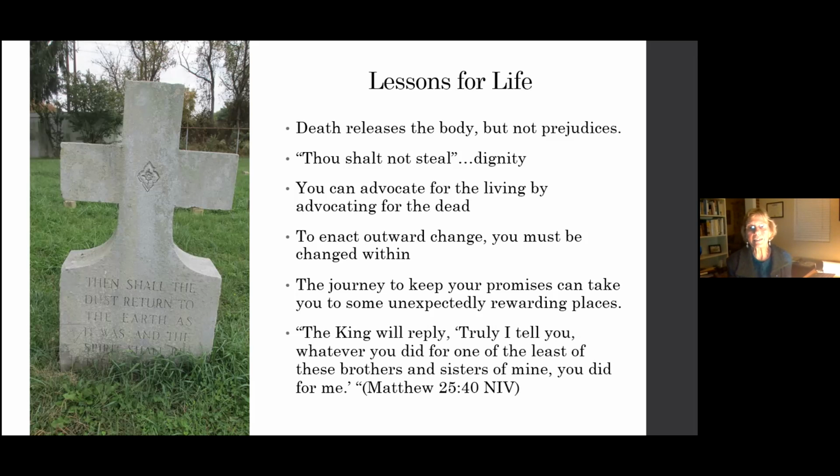And then finally, if you think about it from a spiritual aspect, there's this verse from Matthew that whatever you do for the least of these, my brothers and sisters, you do for me. So that's also something I think about as I continue working with these cemeteries.